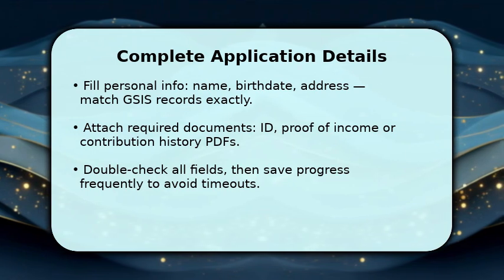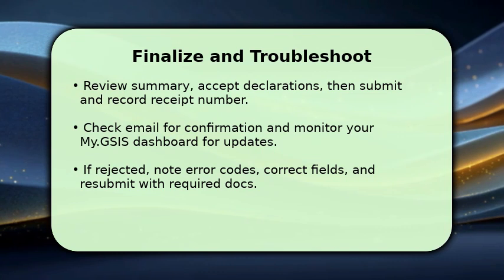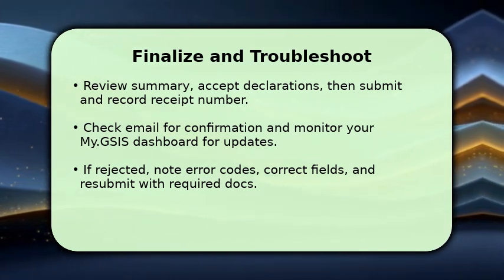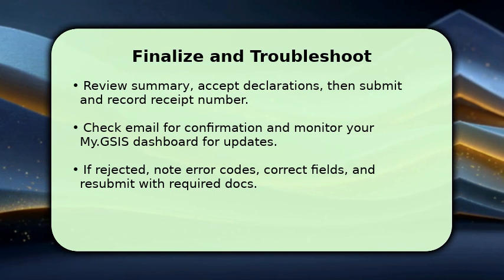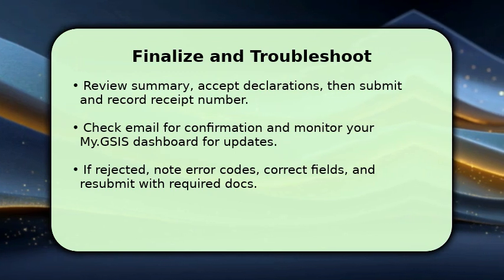You finish by reviewing the application summary line by line, then accept the declaration and submit. Write down the receipt or transaction number immediately for tracking. Expect a confirmation email and check your GSIS dashboard for processing updates or requests for additional documents.